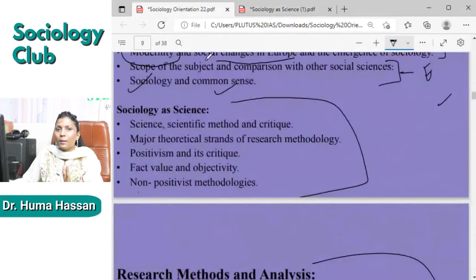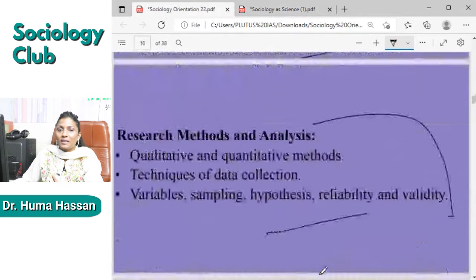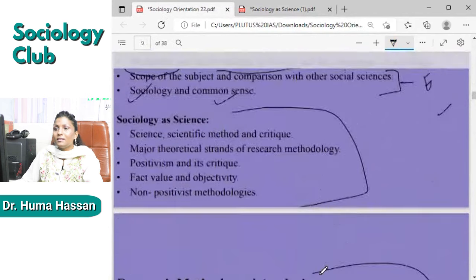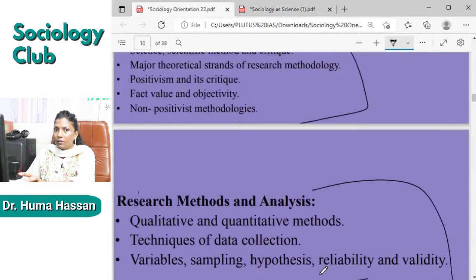And this should be clubbed together. Do not read sociology as science differently and research methods and analysis differently. It is an applied way. So questions also come in an applied way.